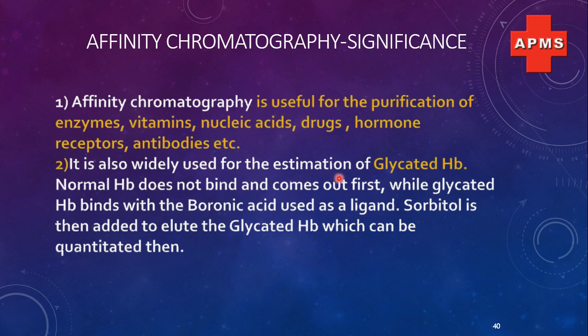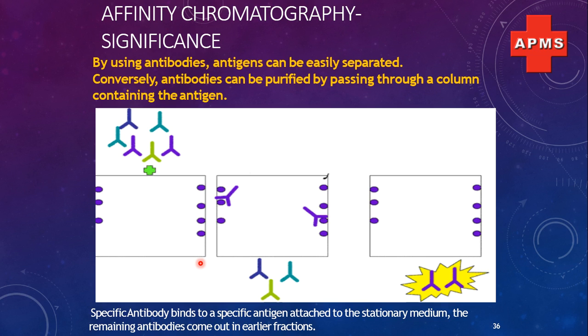It is also widely used for the estimation of glycated Hb. Normal Hb does not bind and comes out first, but glycated Hb binds with the boronic acid. If we want to separate normal Hb from glycated Hb, then using boronic acid as a ligand, the glycated Hb is retained in the column. Sorbitol is then added to elute the glycated Hb, which can then be quantitated.